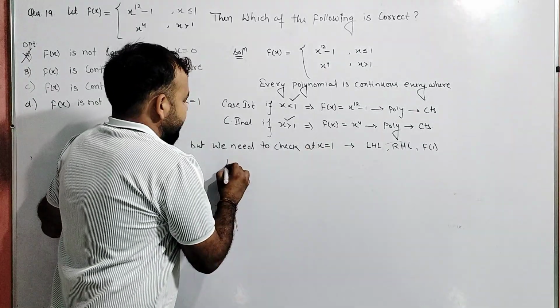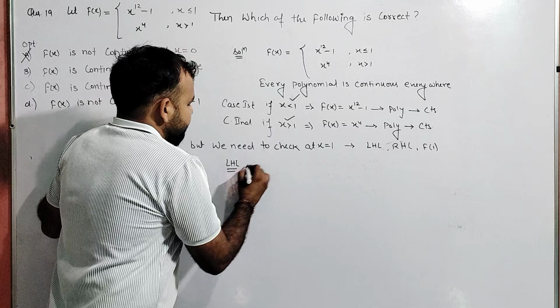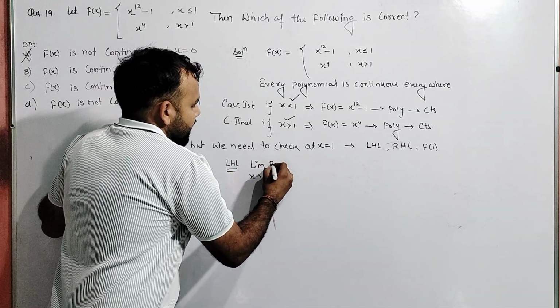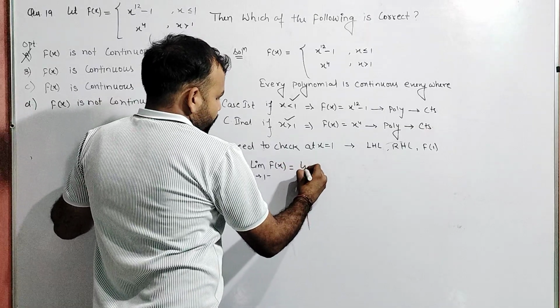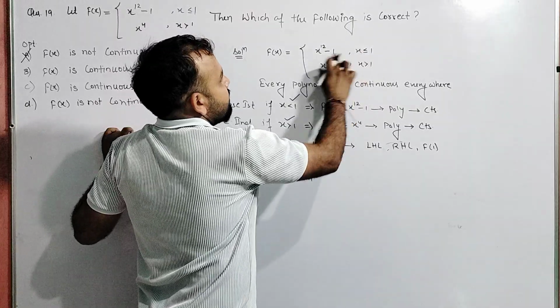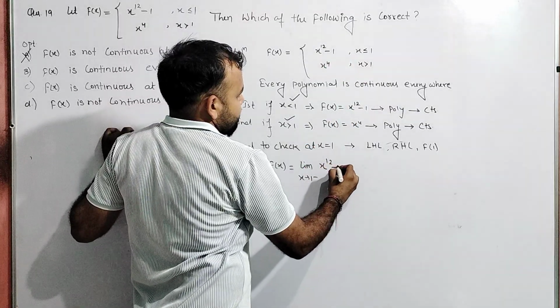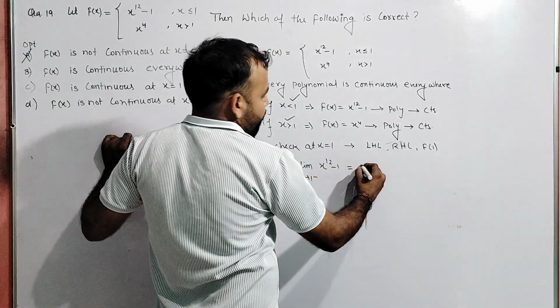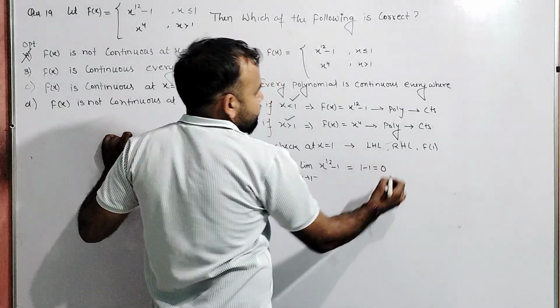So student, we are going to check left hand limit. We know very well limit x tends to 1 minus fx. So limit x tends to 1 minus our function is x to the power 12 minus 1, and if we put directly x equal to 1 over here, we get 1 minus 1 which is equals to 0.